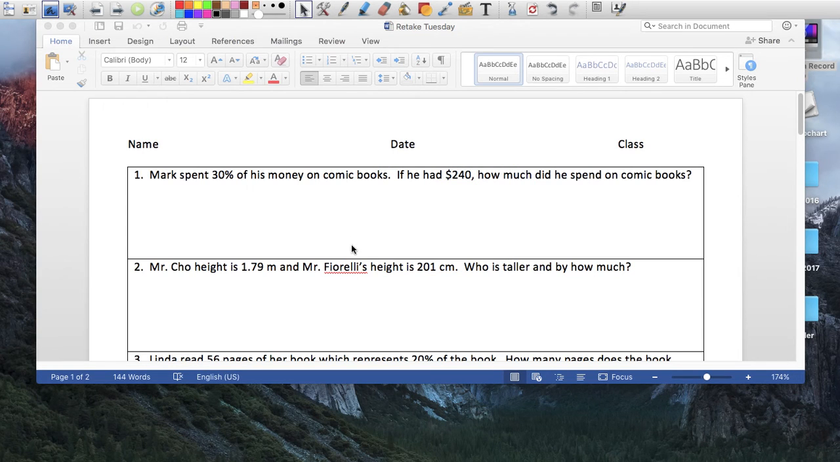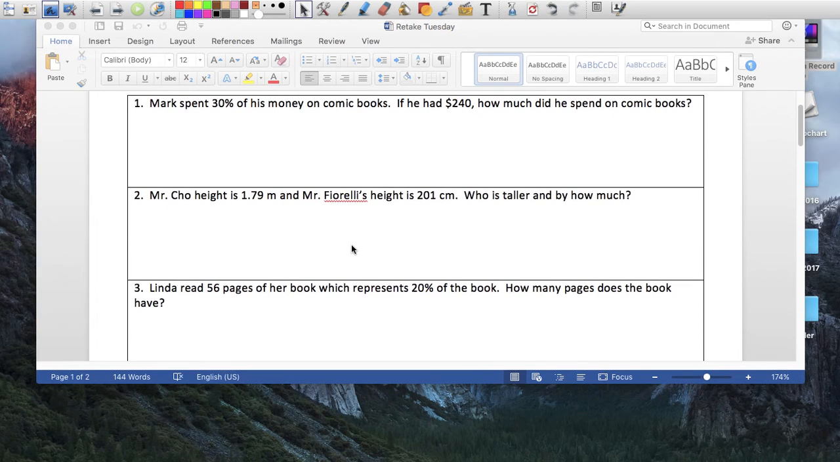Question 2. My height is 179. Mr. Ferrari's height, I think he's taller, is 201 centimeters. Who is taller and by how much? You have a choice here: either change everything to centimeters or everything to meters. 1 meter is the same thing as 100 centimeters. That's your conversion. Let's leave this as it is and change 201 centimeters to meters.